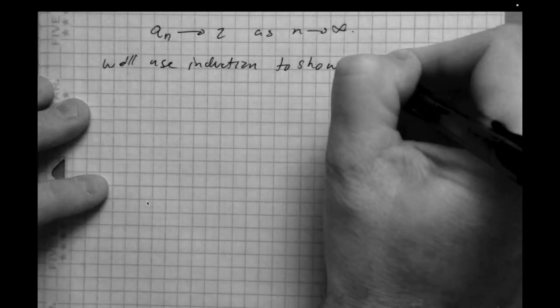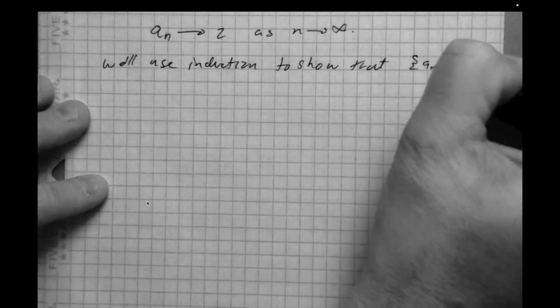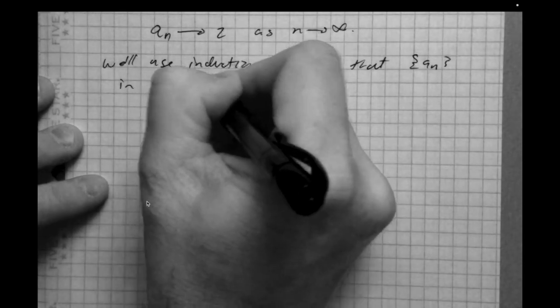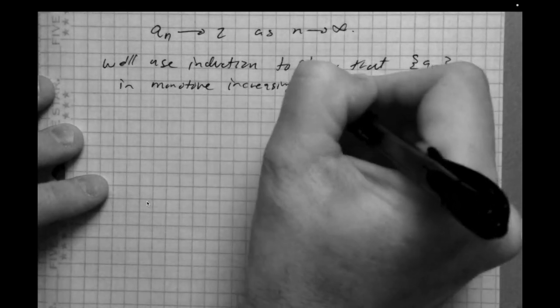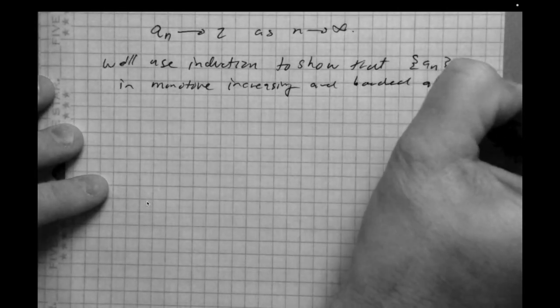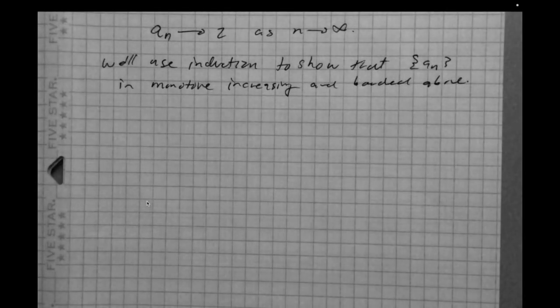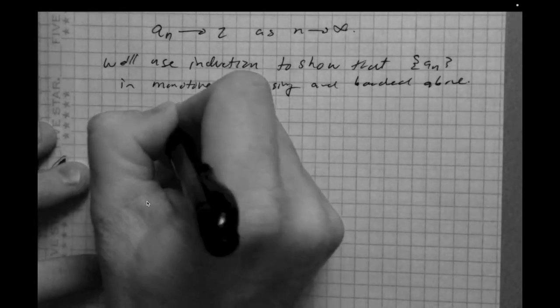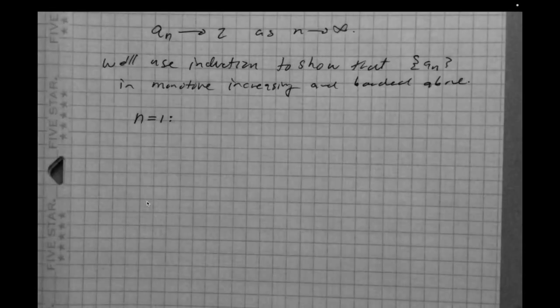We'll use induction to show that a sub n is monotone increasing and bounded above. So let's start with n equals 1. Remember, when we construct induction arguments, we usually start with a base case, and then we assume that the property holds for the first n elements of the sequence, and we show that this implies it's true for the n plus 1 element of the sequence.